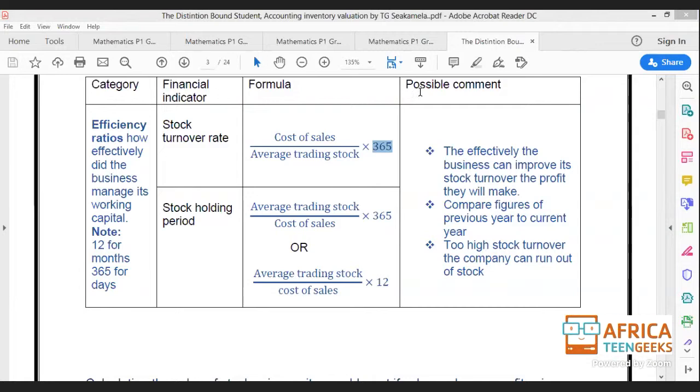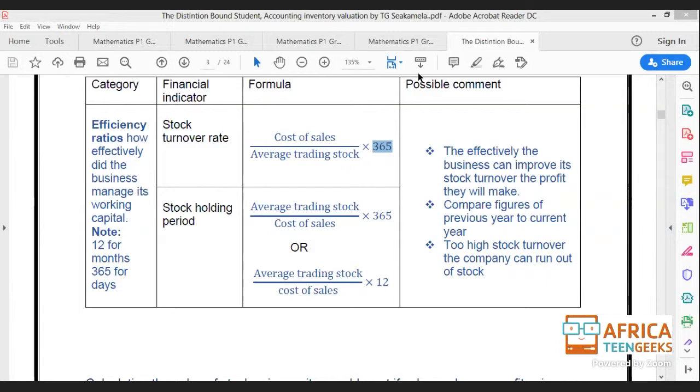Right. So the possible comments on these formulas: effectively the business can improve its stock turnover, and the profit they will make. Compare the figures of previous year to current year. Too high stock turnover, the company can run out of stock. But this is still theory, guys. You'll see when we're doing the actual calculation.